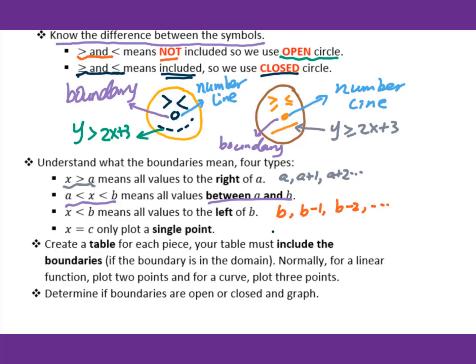When x equals c, only plot a single point. Then remember, create a table for each piece. Your table must include the boundaries if the boundary is in the domain. Normally, for a linear function, plot 2 points, because 2 points determine a straight line. For a curve, plot at least 3 points. Last step, determine if the boundaries are open or closed circles, and then you graph.